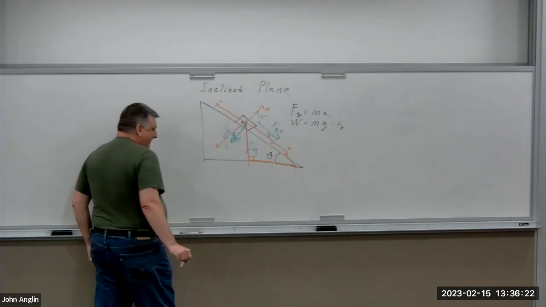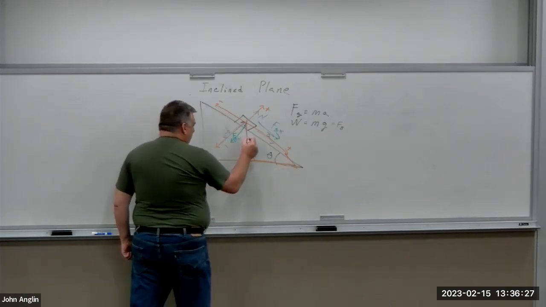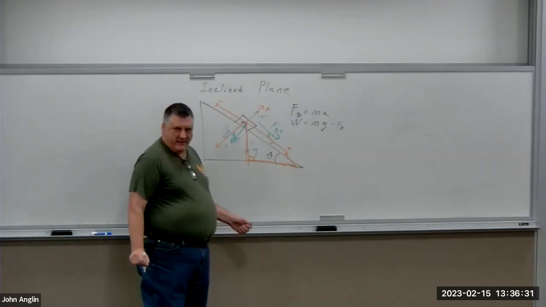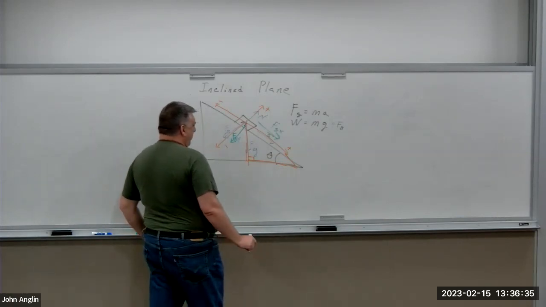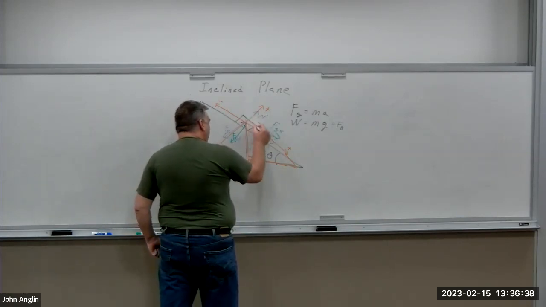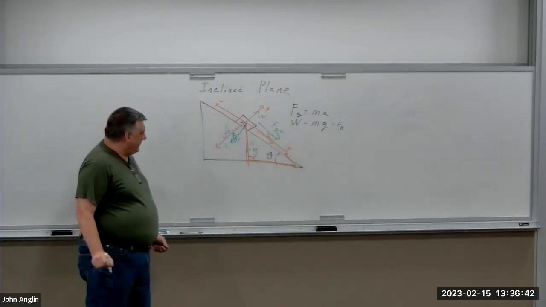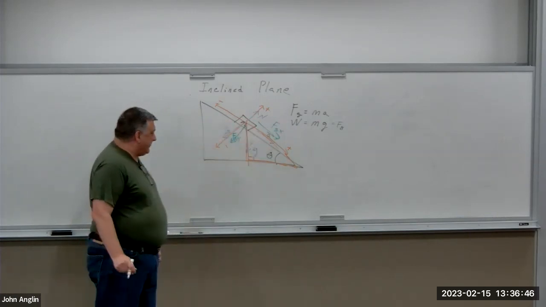Here's our right angle. Here's our theta. We know the side that is opposite of the angle. Oh, look where I'm going with this. I need to know this, right? I need to know FGX. That's going to give me the force due to gravity in the x direction.